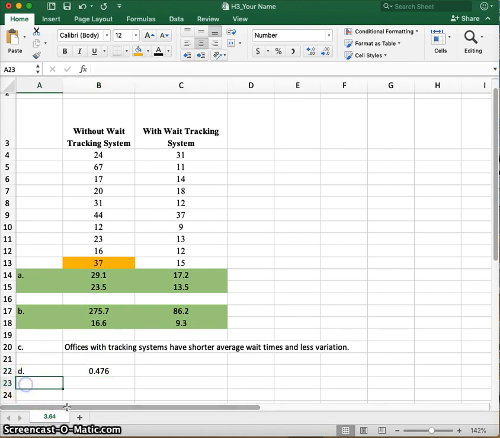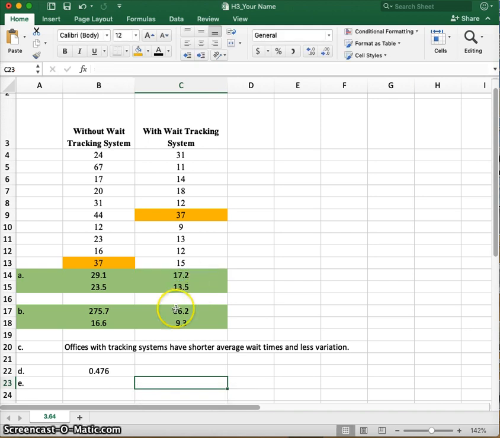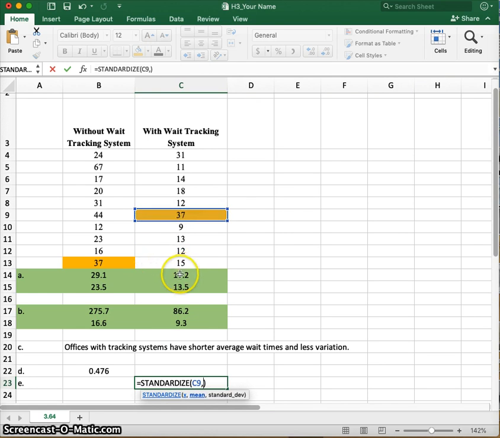All right, that's D. E wants to know, what's the z-score for this one right here? So you can see that this patient had to wait 37 minutes in this system, and this patient had to wait 37 minutes in this system. So how far from the mean are they, even though they're the same? So what we'll do is we'll do the same thing. We'll say equals standardize. Here's the mean. No, I'm sorry, did it wrong again. Equals standardize. So first is x, that's the one we're interested in, comma, then the mean, comma, then the standard deviation.